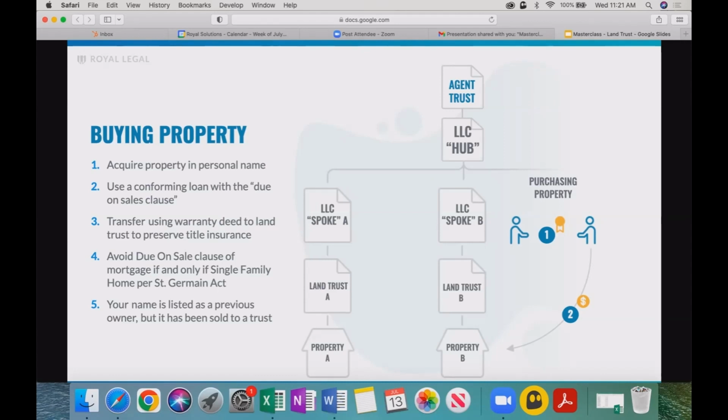So generally speaking, the easiest way to do it, the way that I've done it myself as a client of Royal, is you acquire the property in your personal name. You usually get the best financing that way. After closing, via warranty deed, you transfer it to the land trust.